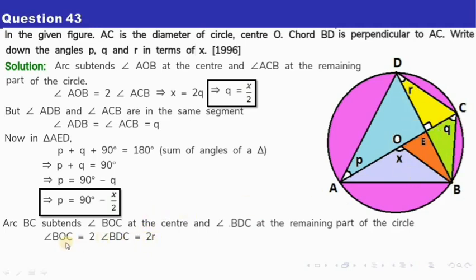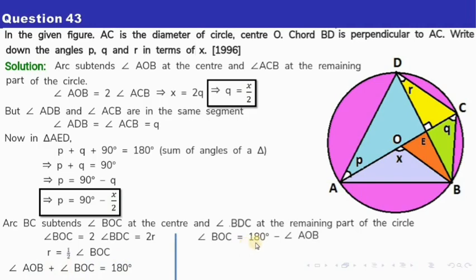Now let us see what is the value of BOC. From here it is clearly seen that R will be equal to half of BOC. Now we know that angle AOB, this one, and BOC, if I add them, they form a linear pair. So AOB plus BOC will be a linear pair, that is 180. We know the value of AOB, and how much is AOB? AOB is X.